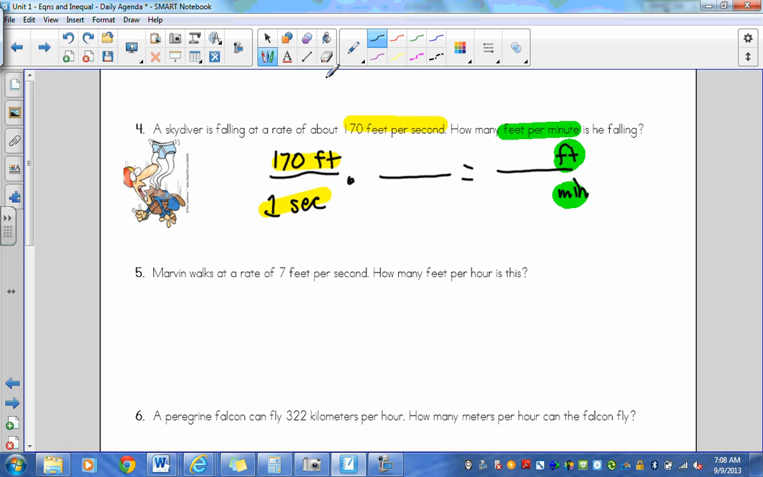So if I want to get it to become minutes, I have to cancel out the seconds by putting them on the diagonal, and I want it to become minutes. And yet again, I know 60 seconds is 1 minute. 170 times 60 is 10,200 feet per 1 minute.